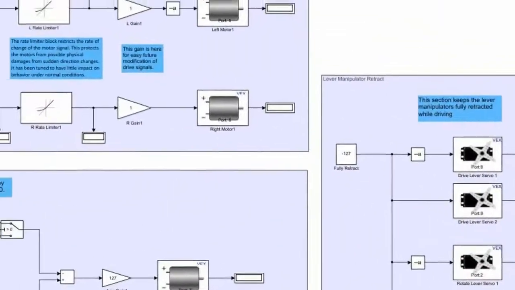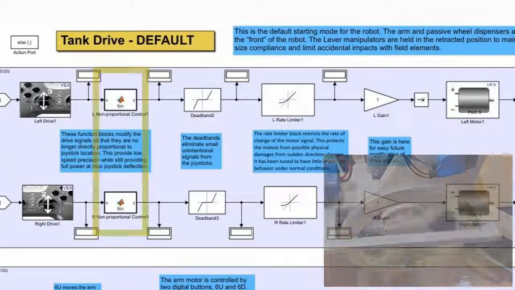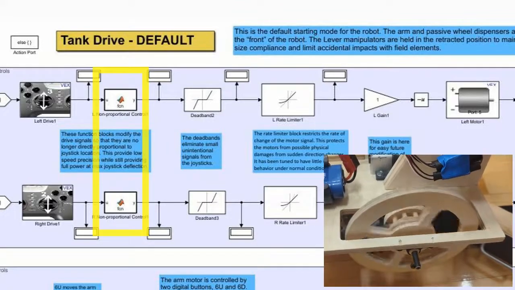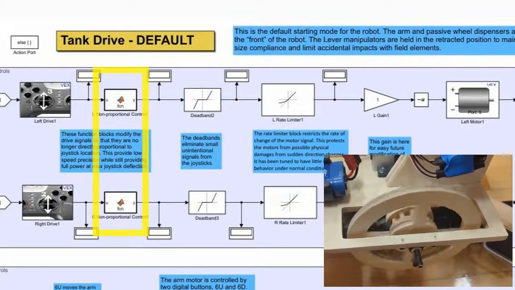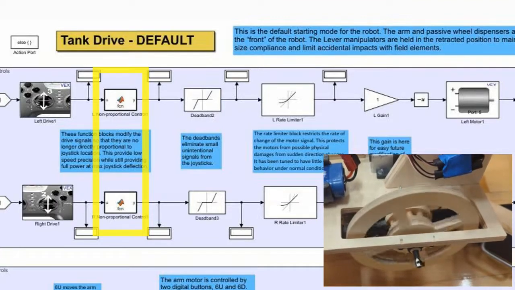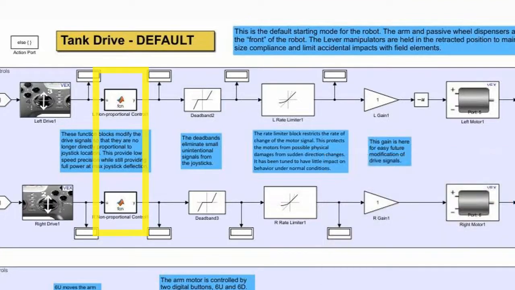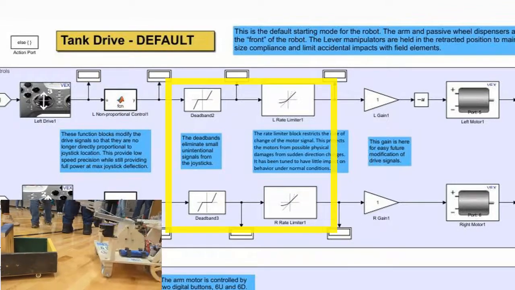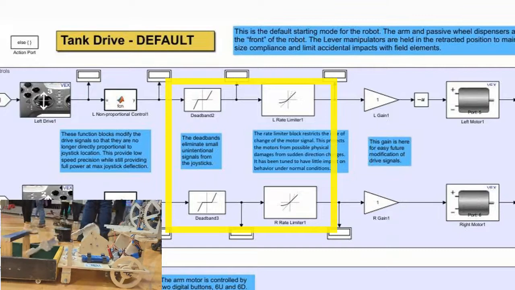The drive system is a simple tank drive, but we use a custom function to modify the joystick signals so that they are not linearly proportional to the motor signal. This allows more precise speed control while still permitting full power. We also employ deadbands and rate limiters to further improve performance.